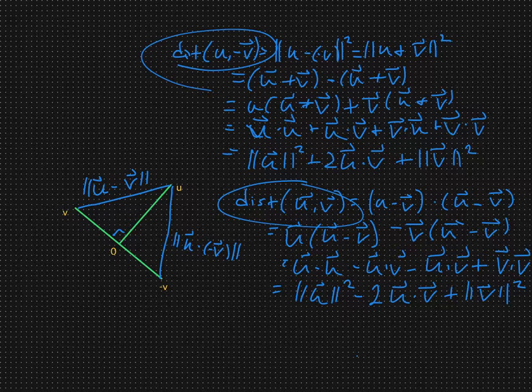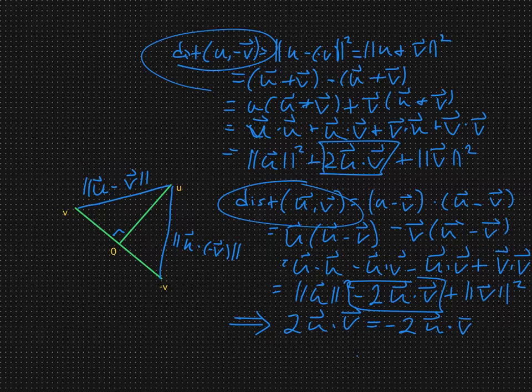And so if these two are equal, then what we're saying when we compare the two equalities is that if we have orthogonal, then 2 times U dot V, this term, is equal to minus 2 times U dot V. And that's only true when U dot V is equal to 0. So we're going to use that for our defining characteristic of U and V being orthogonal.